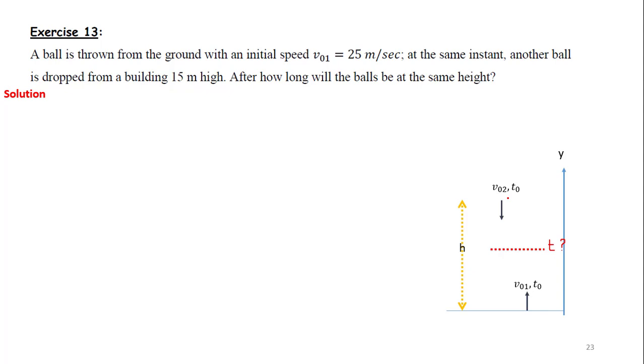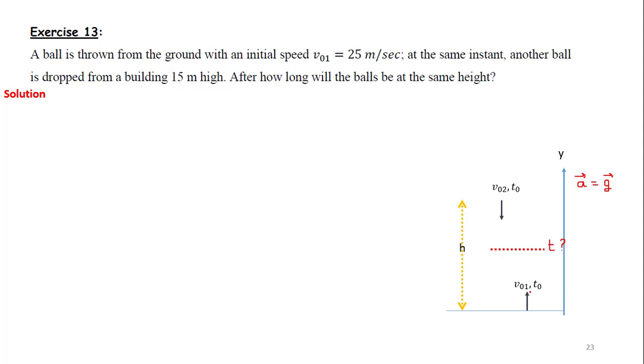So we need to find the equation of y1 as a function of time and y2 as a function of time. Before starting, this is an exercise of a free fall object. We can treat it like a projectile motion, because the only force applied to each of the balls is the weight. So here the acceleration is equal to g, and g is vertical downwards.